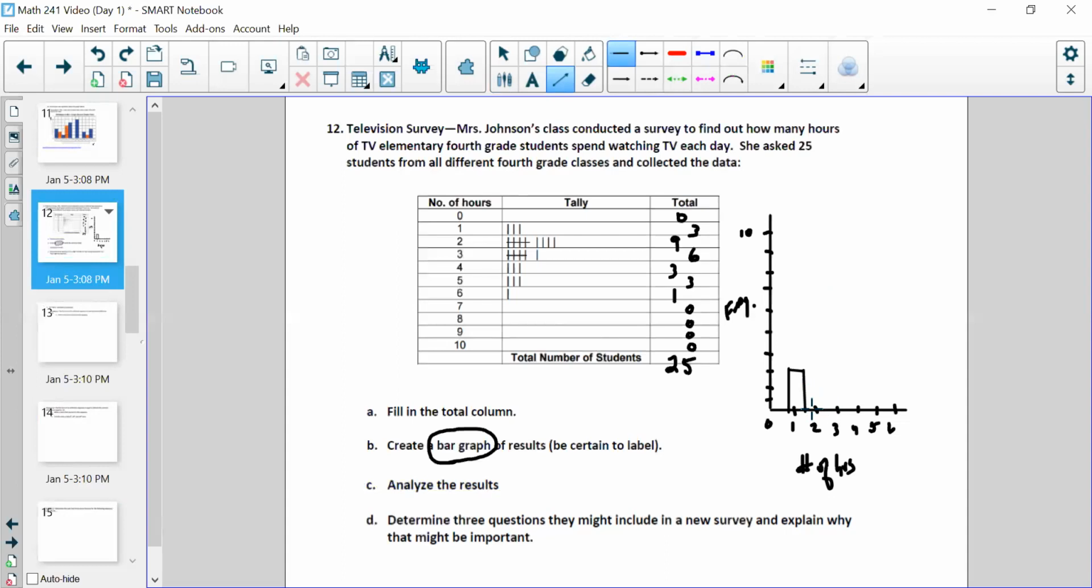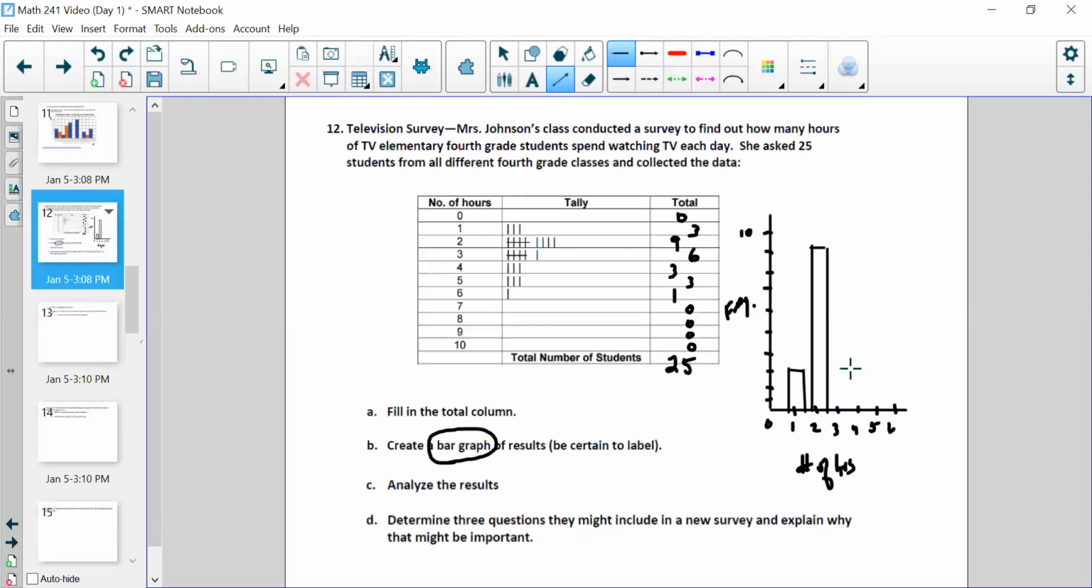So bar graphs, they shouldn't touch because there's no continuous data. I'm not asking how many watched 1.5 hours or 2.25 hours. I'm asking how many watched whole number amount of hours. And for this many fourth graders, 9 was your highest. So we would see a bar that looks like that.